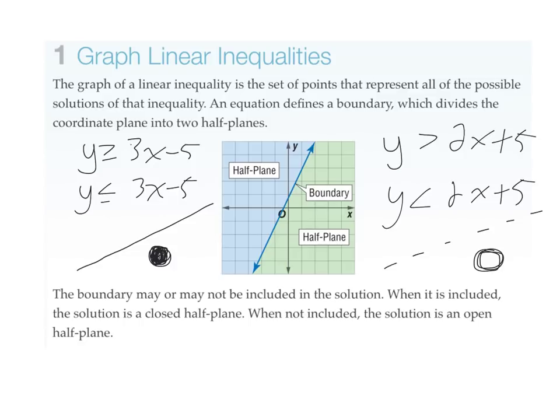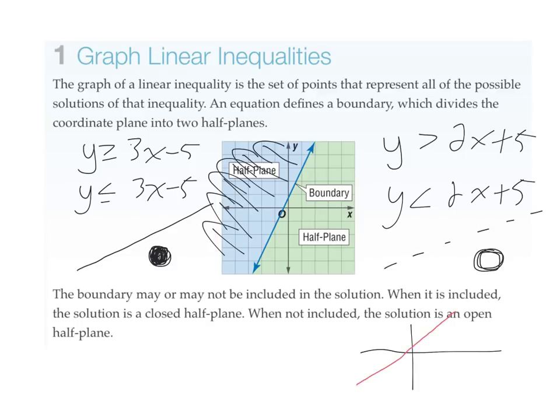We call the answer that we would shade a half plane, because it is indeed half of the coordinate plane. If you just think about it, the coordinate plane is infinite in size, and so any line that goes across the coordinate plane cuts it in half. Even one that doesn't really look like it cuts it in half, like the one that I have drawn down here. In reality, it does, because the coordinate plane extends infinitely in all directions.